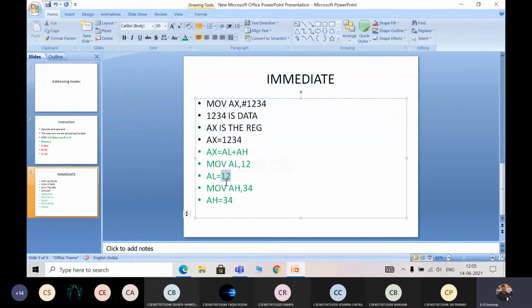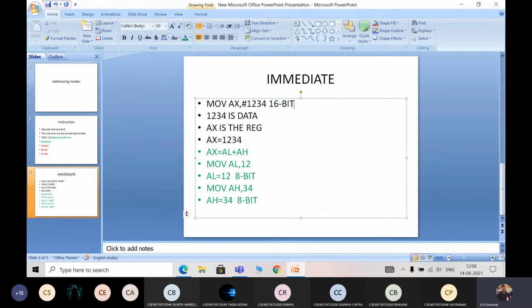And you can ask one question: sir, why are you not using the hash in front of this? There is no need for the hash here. It will directly understand that AL is an 8-bit register, so it is going to take the data 12. When you are using 16-bit data, we can use the immediate symbol, to transfer 16-bit data at a time. This is for 8-bit data, this is also for 8-bit data, and here it is 16-bit data.